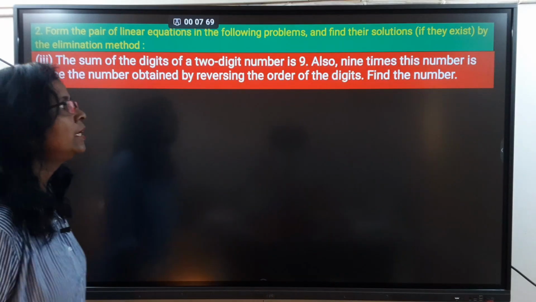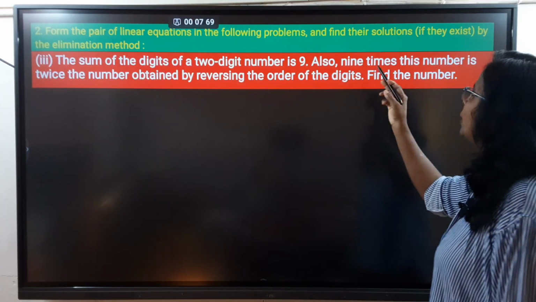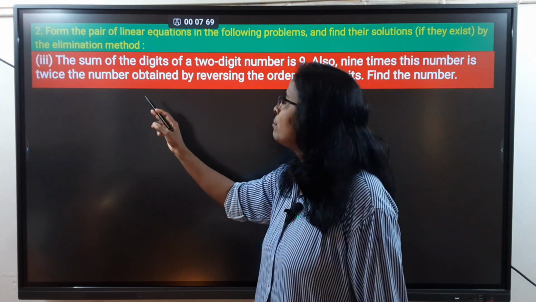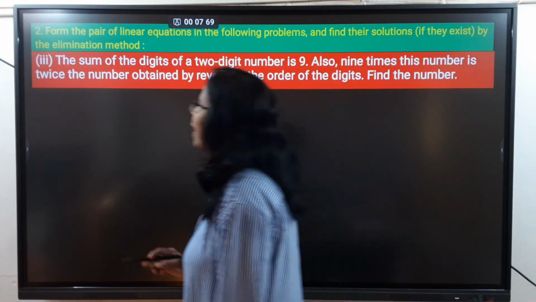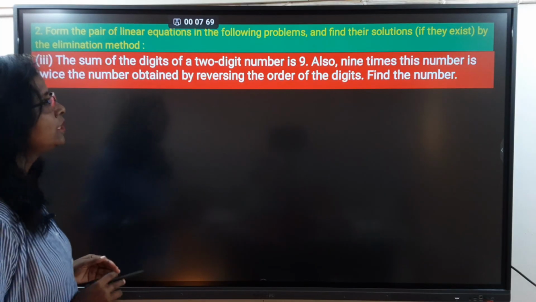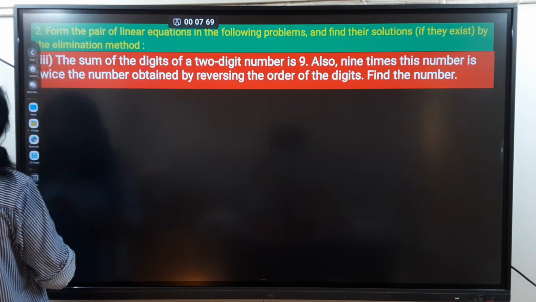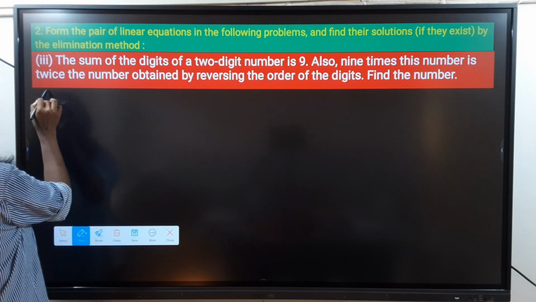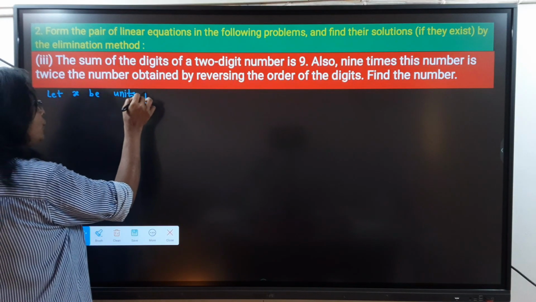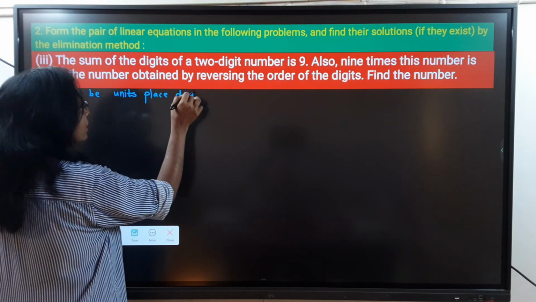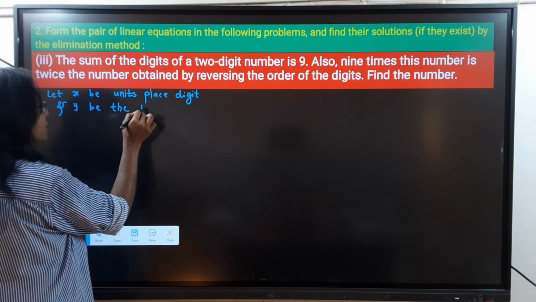The next example: the sum of the digits of a 2-digit number is 9. Also, 9 times this number is twice the number obtained by reversing the order of the digits. Find the number. Okay students, now the formation of the 2-digit number. So first I say, let x be the units place digit and y be the tens place digit.